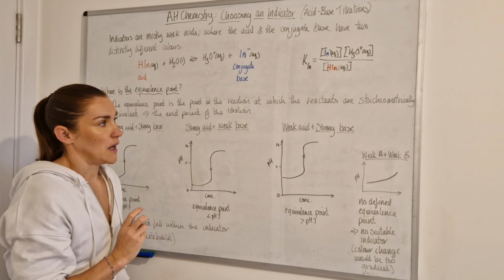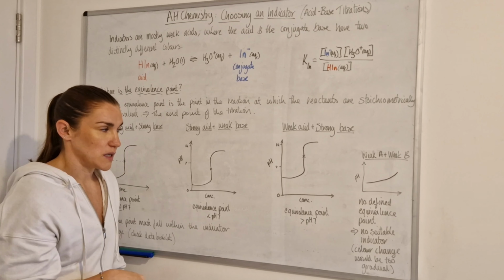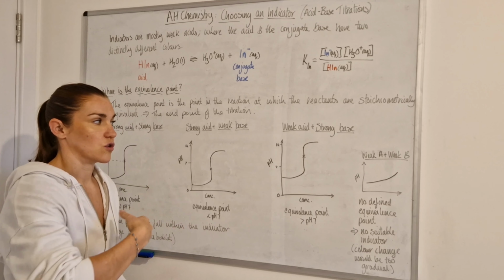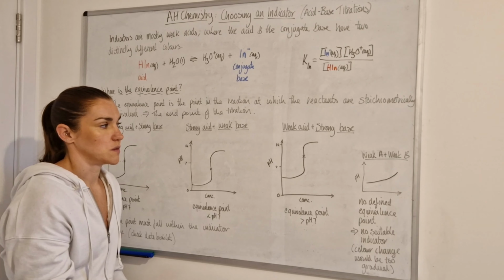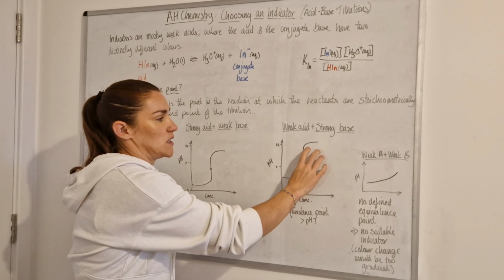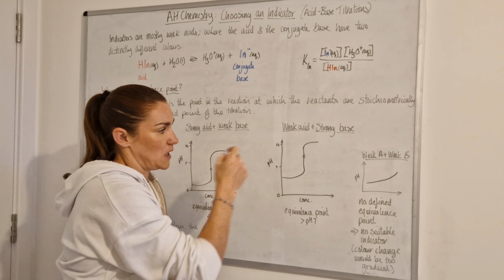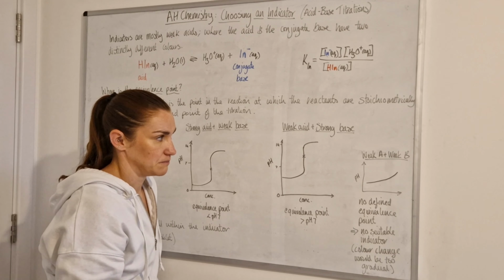Okay. Then you've got the weak acid, strong base combination. Again, like a tug of war, the base is stronger, so it's going to pull the pH of the equivalence point above 7. So you want an indicator that works across a pH range that is above 7.